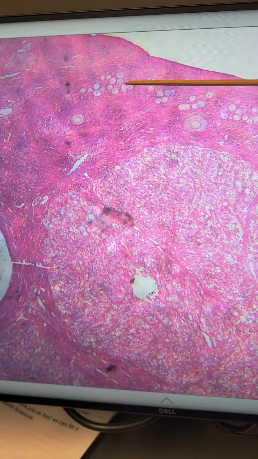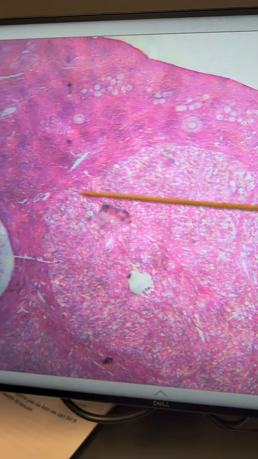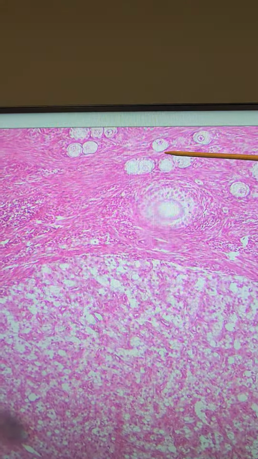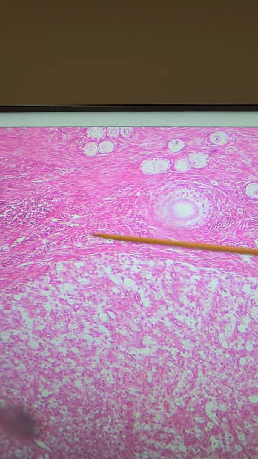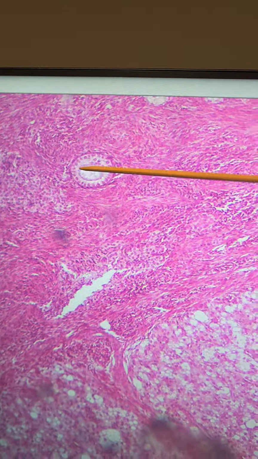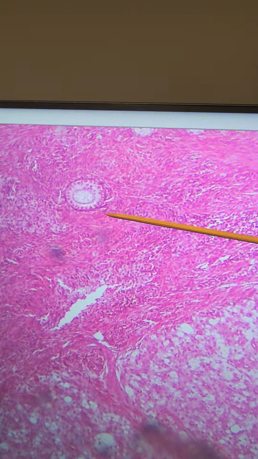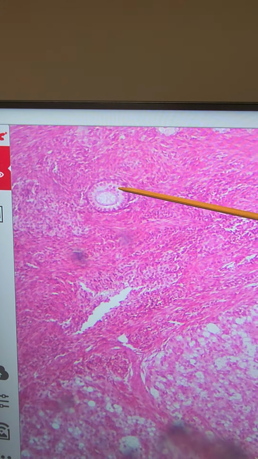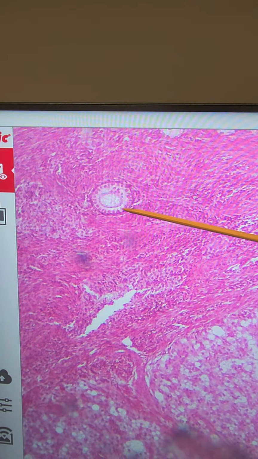Again, on here we have primordial follicles, primary follicles, secondary follicles, tertiary follicles, and the corpus luteum. Primordial follicles have one layer of squamous epithelium surrounding them. Primary follicles have one layer of cube-shaped, or sometimes they'll look slightly columnar-shaped cells surrounding them. Because it's difficult to prepare slides, sometimes you might see a little overlap of cells. Don't pay much attention to that. Focus on the majority of what's surrounding the follicle.